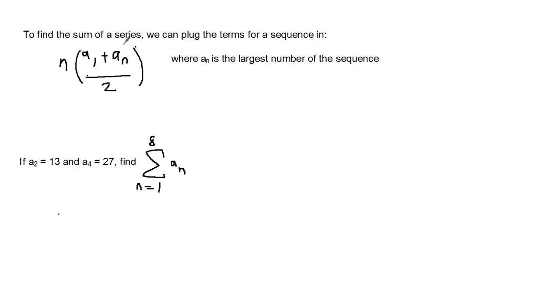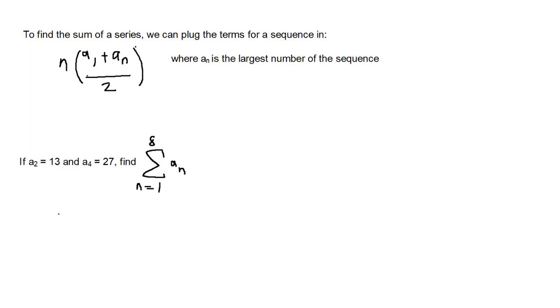And in order to find the sum of the series, you can plug in the terms for the sequence in this form right here. a_n is the largest number, a_1 is the smallest number, and the number of numbers is 8. The number of numbers is this n right here. So a sub 2 is 13 and a sub 4 is 27. Find this. So first thing that we gotta do is find a sub 1.